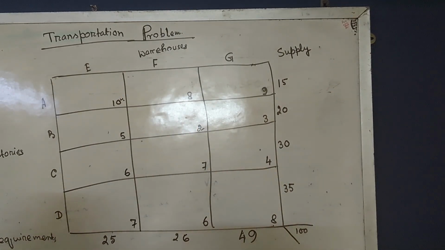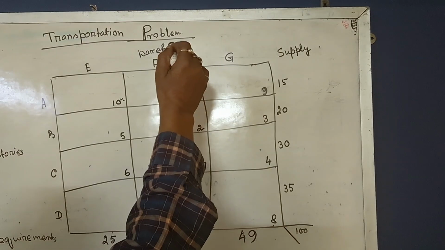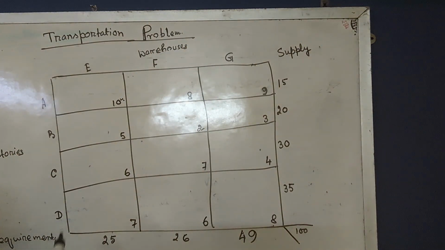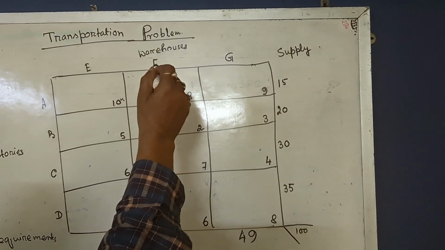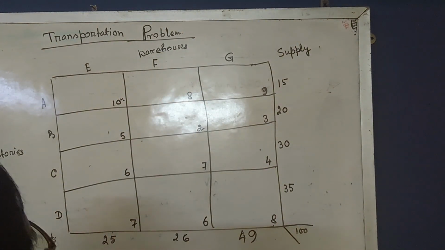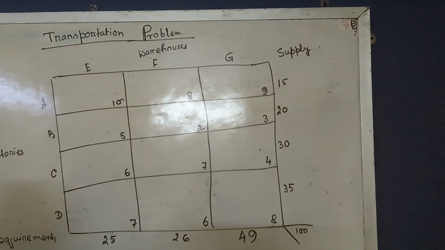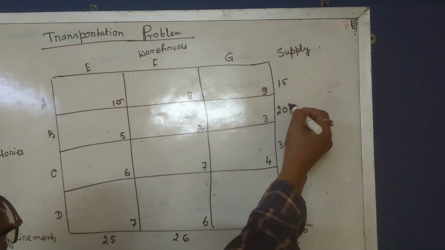Then what is the problem? Your final problem is: from which factories, how much product will you ship to the warehouses or selling points, so that the demand of the warehouses or selling points is met, but the overall transportation cost will be minimum? This is the problem. So here, these are the availability.